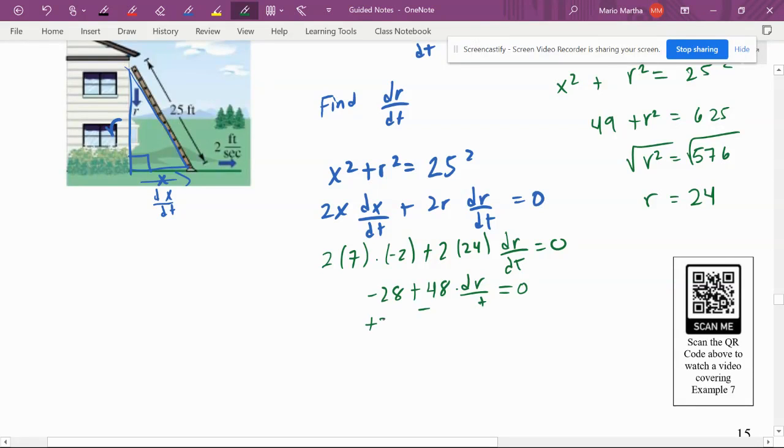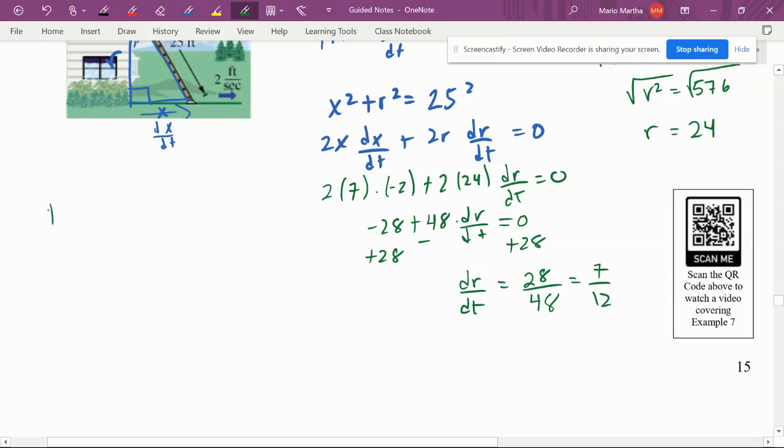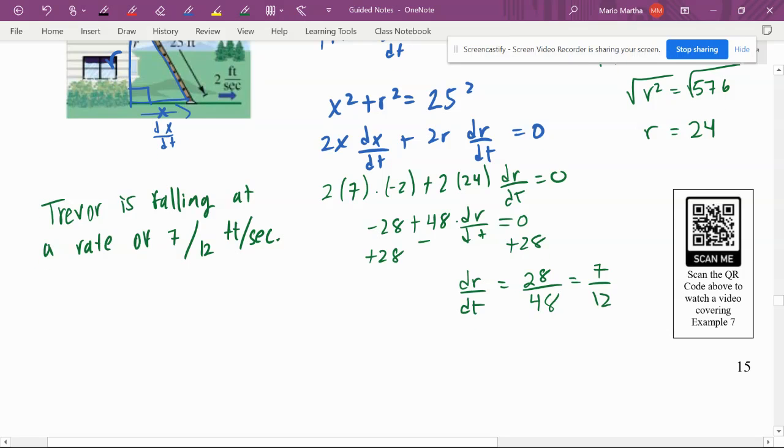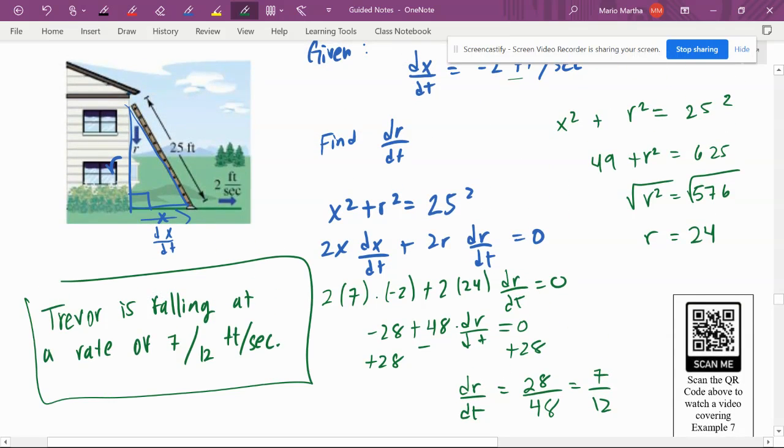Again, add 28 to both sides. We get 48 times dr/dt equals 28, so dr/dt equals 28 over 48. Divide top and bottom by 4, you get 7 over 12. So we can say that Trevor is falling at a rate of 7 over 12 feet per second. And there we go. That's it.